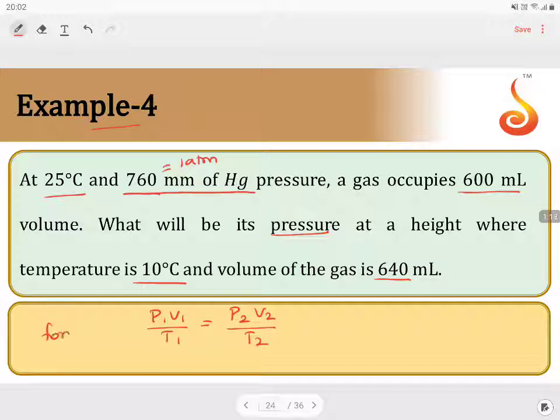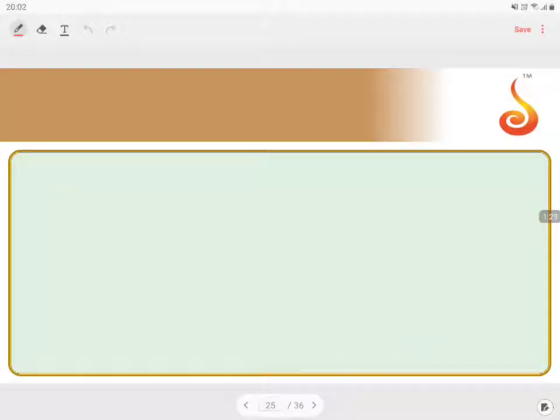This will be our formula which you need to proceed further with, because the same gas is present at two different conditions. Let us write the data in the next slide and solve this. The given data is P1 is equal to, let us consider, 760 mm Hg. Since it is in ratio, no need to change any unit, keep it like that.